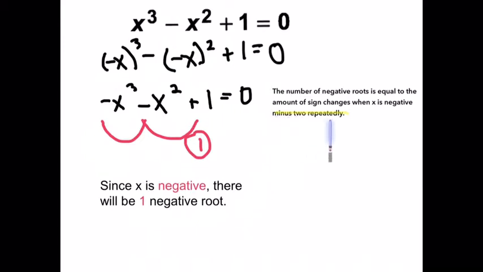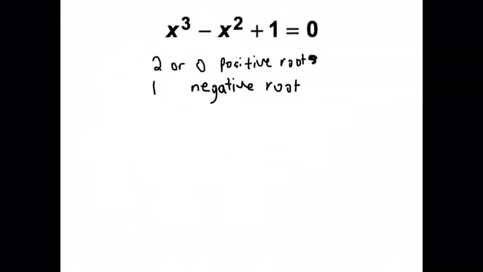Minus 2 repeatedly, if you do have 1, there's no way of trying to subtract 2, so you just leave it at 1. So now you know for this equation there's 2 or 0 positive roots and 1 negative root.